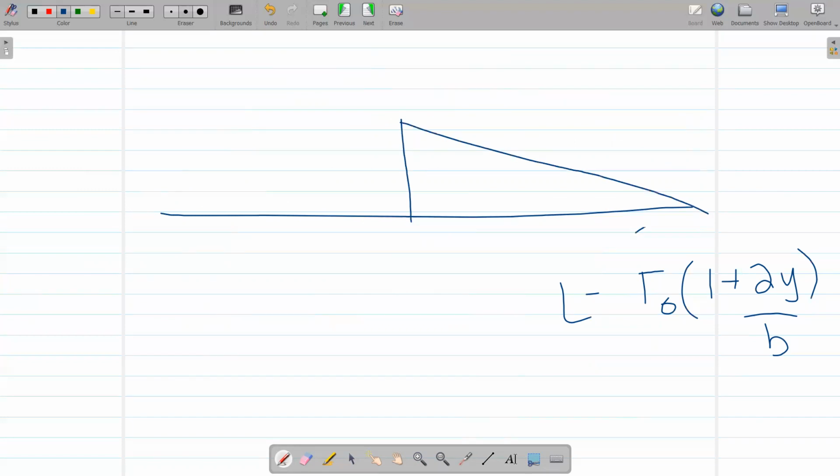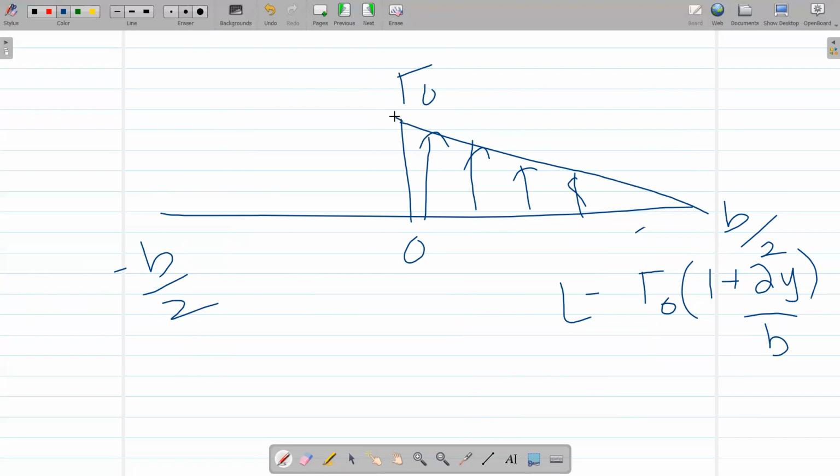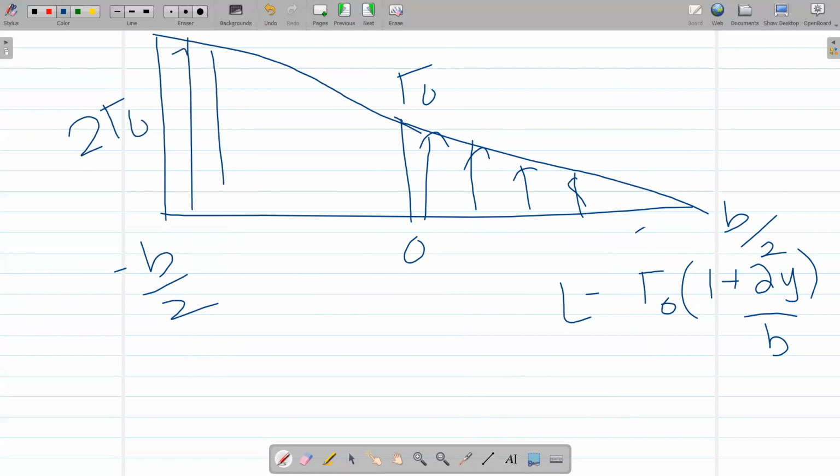So this is the right hand side, 0 to positive b by 2. It varies linearly. And from minus b by 2 to 0, you have gamma naught over here, and then it increases to 2 gamma naught. So this is basically how my circulation is distributed on my wing.